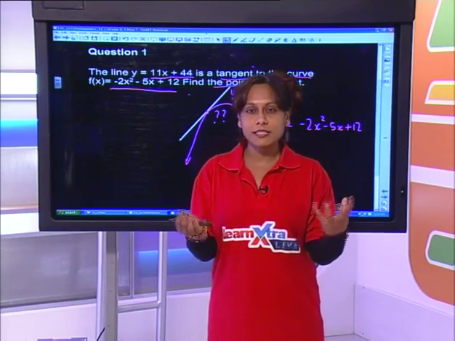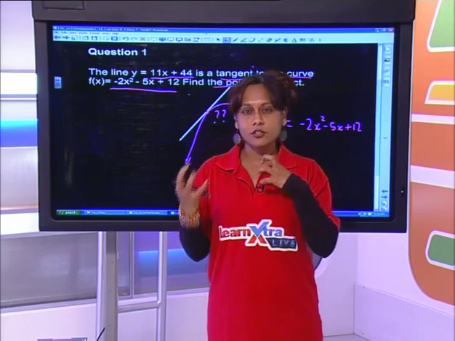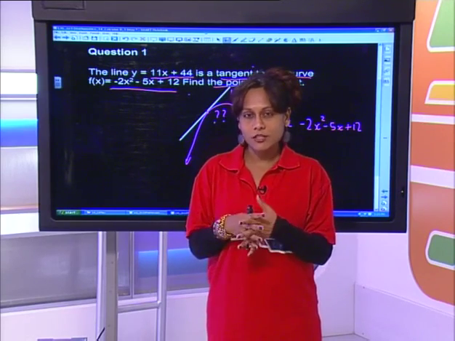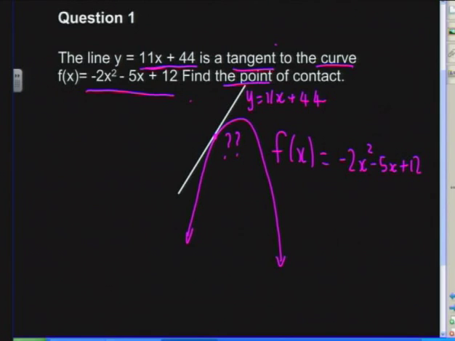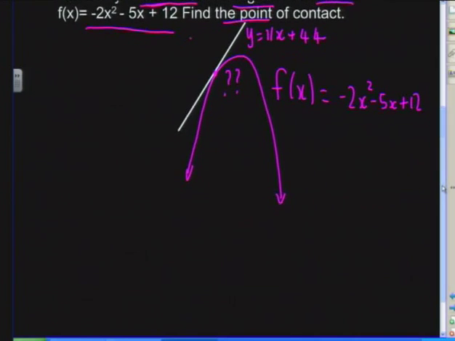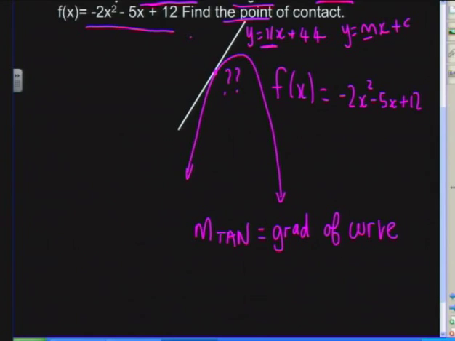But for the purposes of this lesson and for you really getting to grips with calculus and understanding how to use tangents and curves and gradients, we're not going to use simultaneous equations, we need to use calculus. So we're going to stick to the calculus concept. We know that this line, 11x plus 44, is a tangent to the curve. So therefore, we know that the gradient of the tangent must be equal to the gradient of the curve at the point of contact. And that's going to help us to find the point of contact, because we can see that the gradient of the tangent is 11, because remember it's y is equal to mx plus c, so the gradient must be 11. So easy to find the gradient of the tangent.